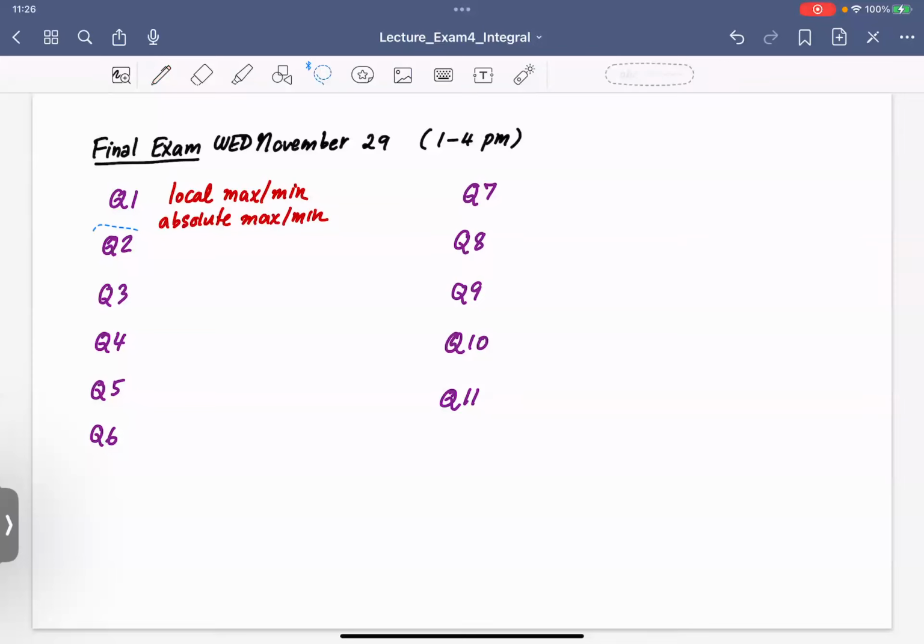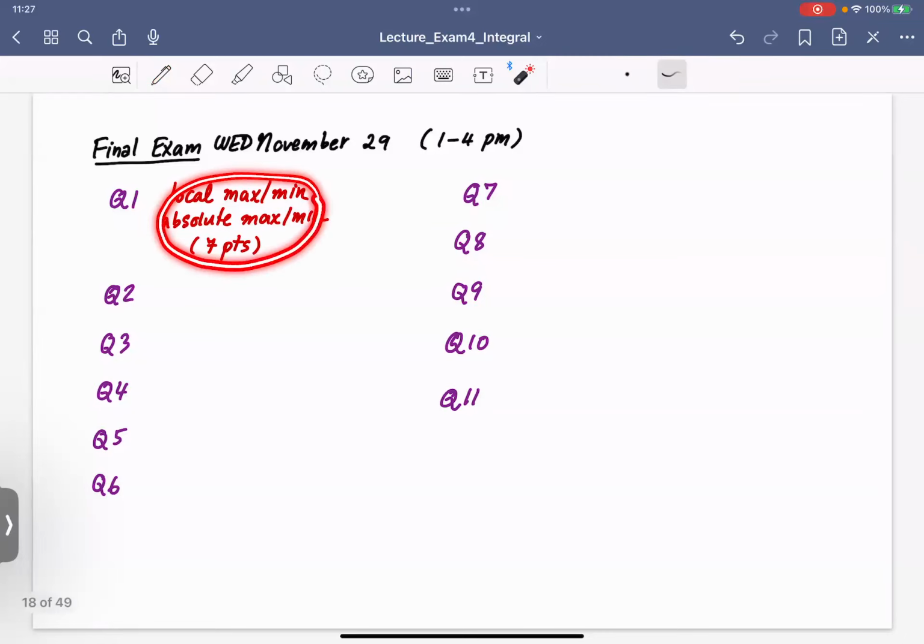So make sure that you actually study on how to find local max and absolute max and min. This is actually worth, I cannot remember how many points, I think 7 or 8. 7, yes, 7 points. This is a good one to remember when you do the local max and local min here.